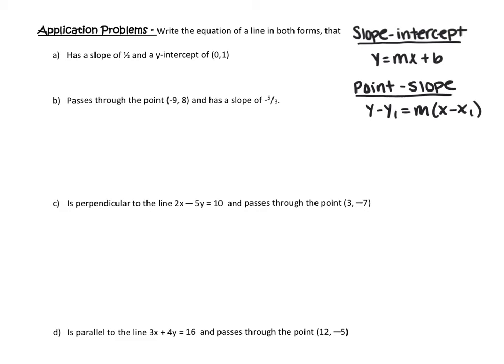So let's do our slope-intercept. So remember, slope is our m, and our y-intercept is our b value. So in slope-intercept, it would be y equals 1/2 x plus 1. Okay, I'm going to use slope-intercept as red.